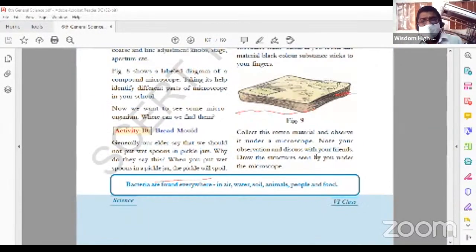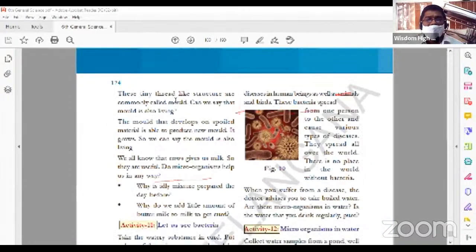By observing the gray color bread under the microscope, you can see very clearly what the structure of that bread is. Actually, these tiny thread-like structures are commonly called mold. Can we say that mold is also living? Yes, mold is also living.